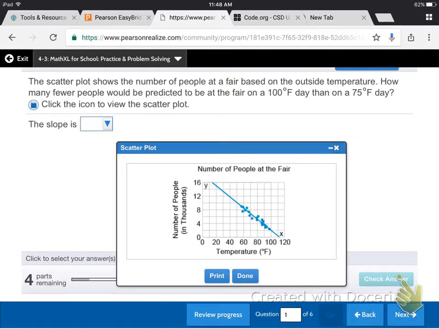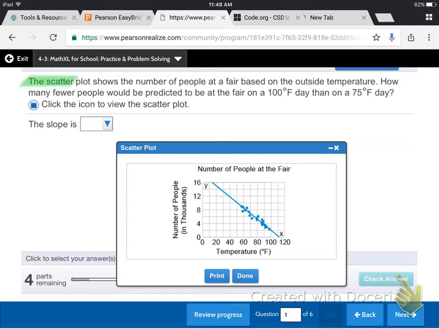Okay, boys and girls, here we are at problem number 1 in lesson 4-3 of Mxl problem solving. So I'm going to take you through these 6 problems, and this is our lesson for the day. Okay, let's take a look at what we are faced with.